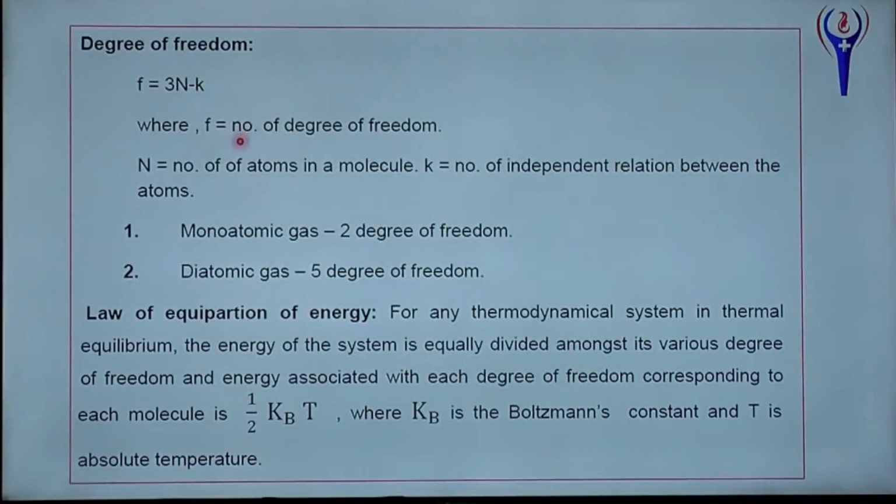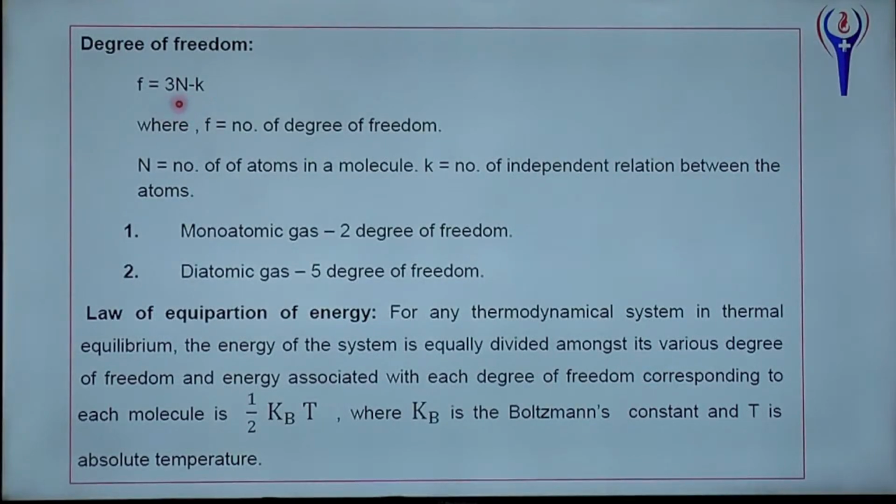Degrees of freedom. Degrees of freedom F equals 3n minus k. What is degrees of freedom? Degrees of freedom is the number of coordinates used to specify the motion. In a single dimension it is only one; with x-axis, y-axis, z-axis, it is 3 degrees of freedom. Like that we will discuss in problems.